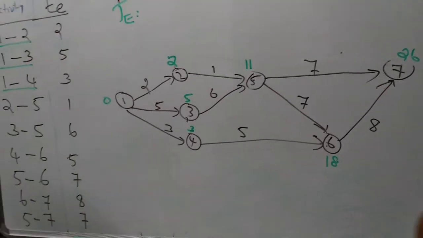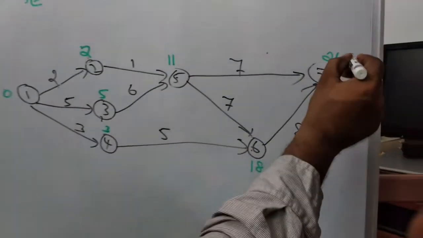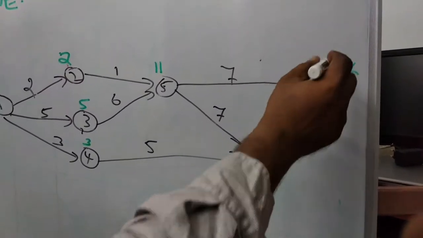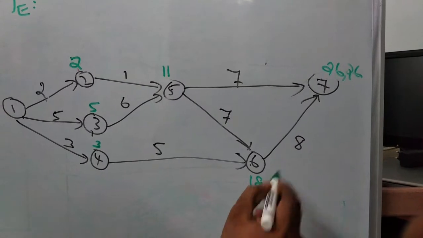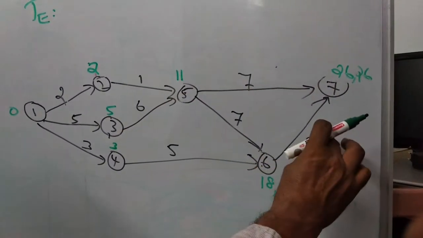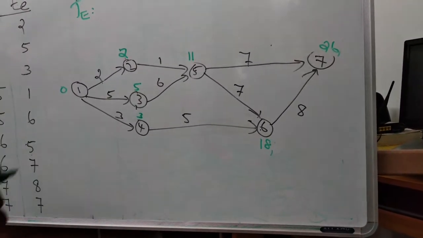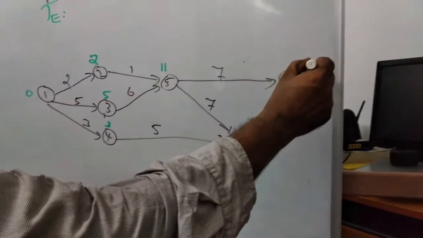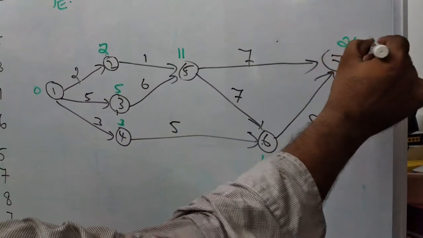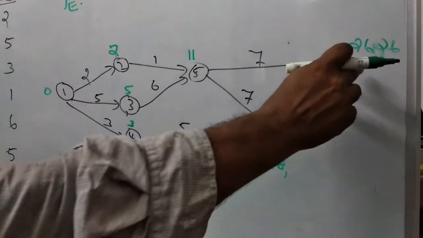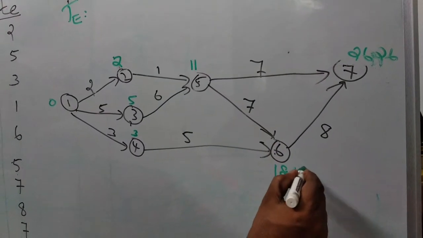Then we calculate the backward computation, starting from the end. This value is 26. The total time is 26. Then 26 minus 8, that is the time required to reach 6, 18. 8 days are required here. For 7, it is the largest, 26 itself. Then from 7 to 6, 26 minus 8, 18.